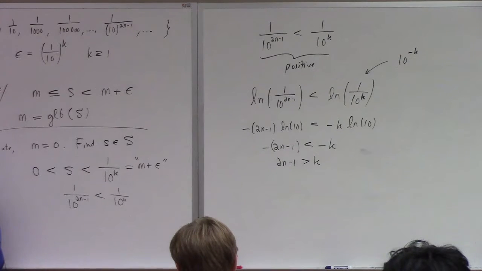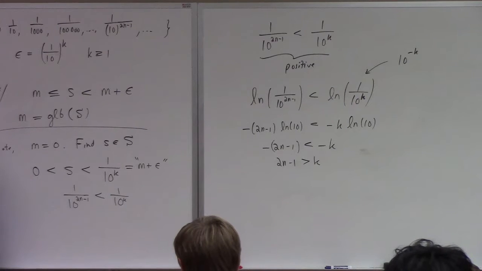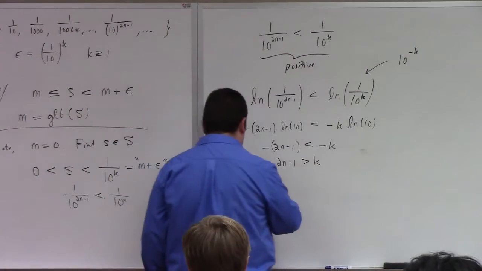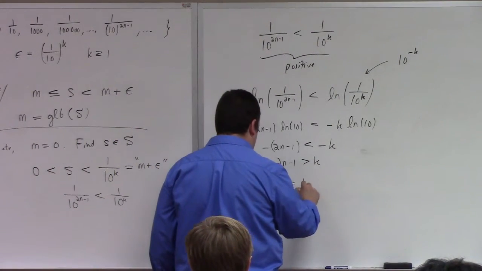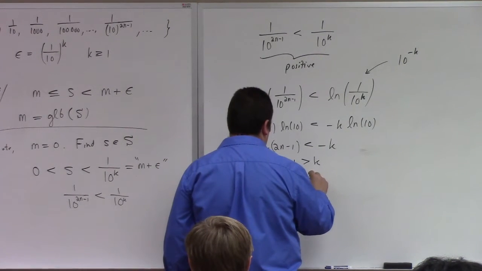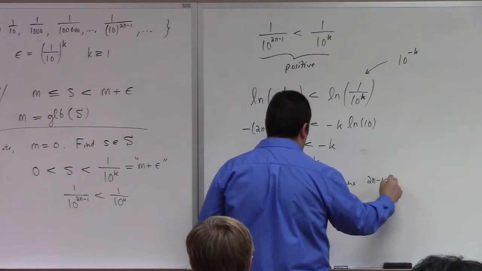So I can choose, right? What am I trying to find here? I'm trying to find the s. So if I choose n subject to that condition, it should work. Remember what we were getting here: k is greater than or equal to 1. So I can just let s equal 10 to the 2n minus 1, where 2n minus 1 is greater than k.